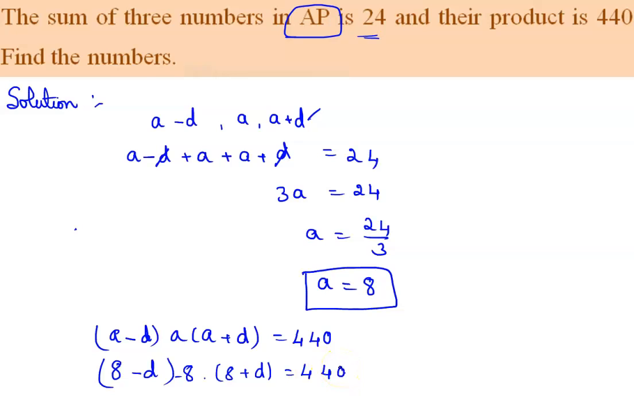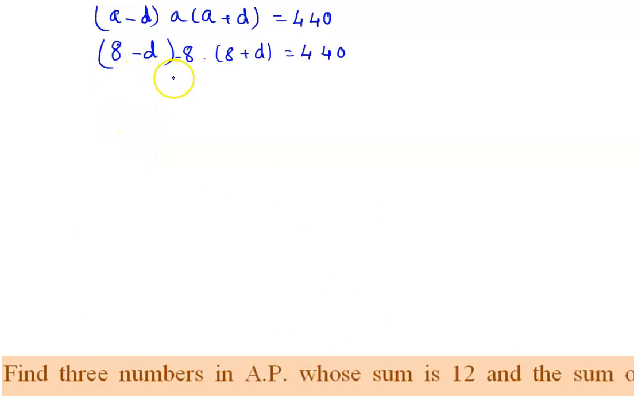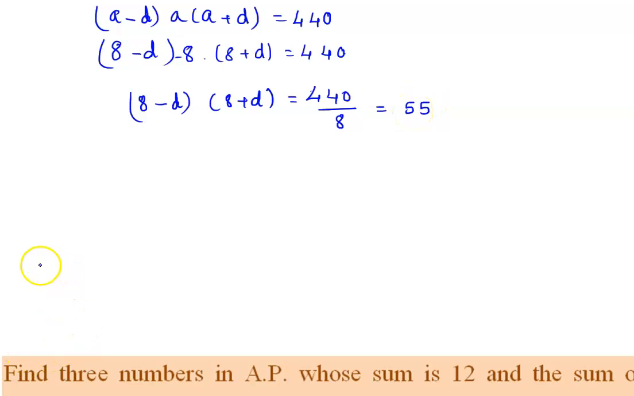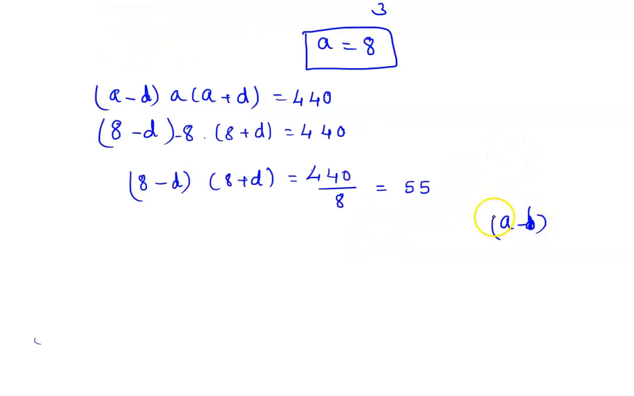First we are going to divide this equation by 8. So we get (8 minus d) into (8 plus d) equal to 440 divided by 8, which is equal to 55. Next, the left side is in the form (a minus b) into (a plus b), so we can write it as a square minus b square. By using this identity, we can write the left side as 64 minus d square equal to 55.